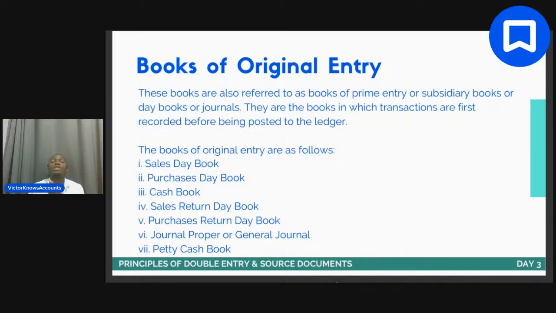Now, books of original entry are those books in which transactions are first recorded before being posted to the ledger. All right. Now, it is from books of original entry that recording actually starts.